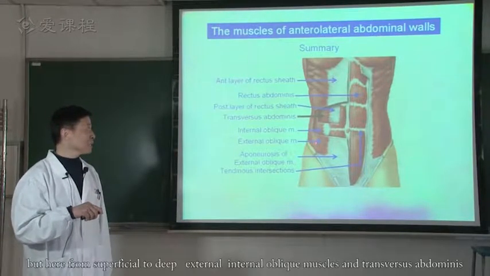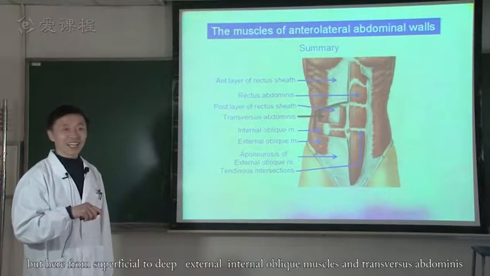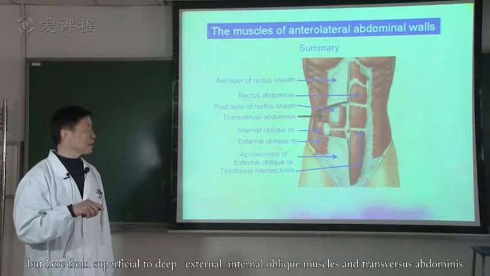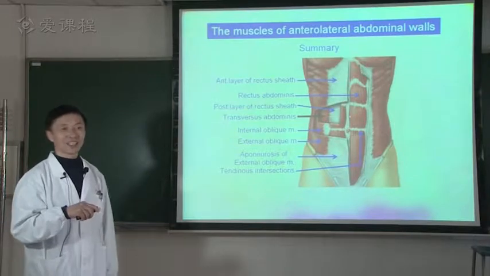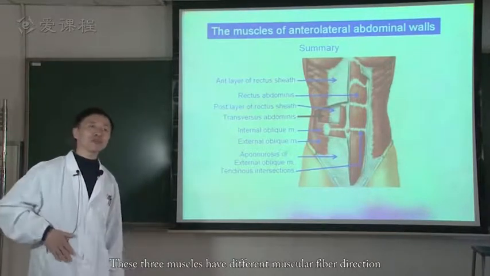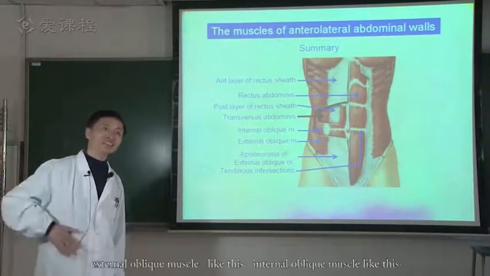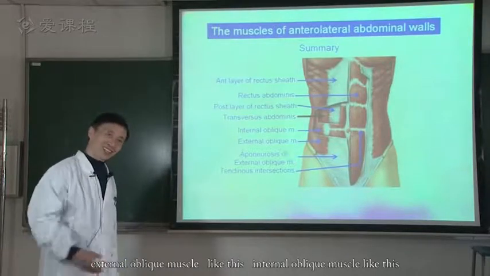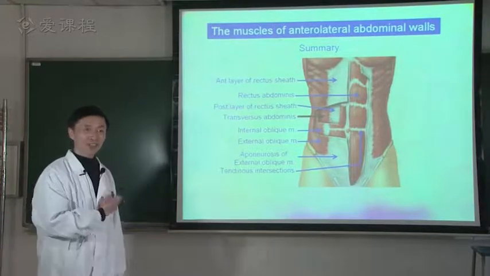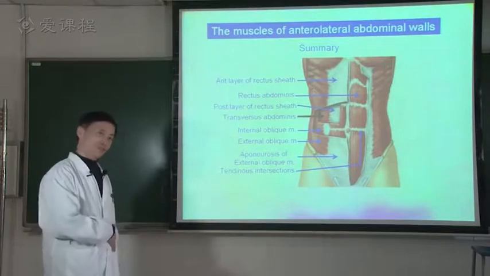But here, from superficial to deep: external oblique, internal oblique, transversus abdominis muscle. These three muscles have different muscular fiber directions. External oblique muscle like this, internal oblique muscle like this, transversus abdominis like this.